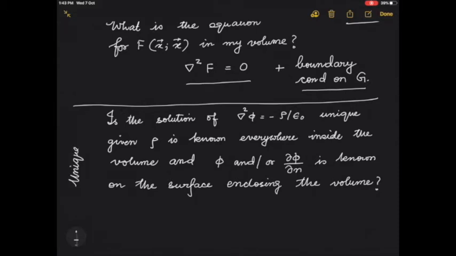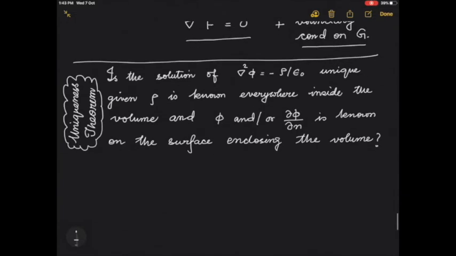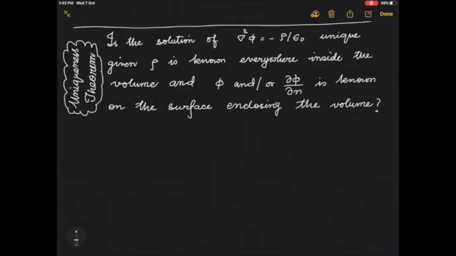So this is called uniqueness. And the theorem that shows you that the solution is unique is called the uniqueness theorem. Now, showing that the solution is unique is quite straightforward. And to do that, we go back to Green's first identity. I just remind you of it.